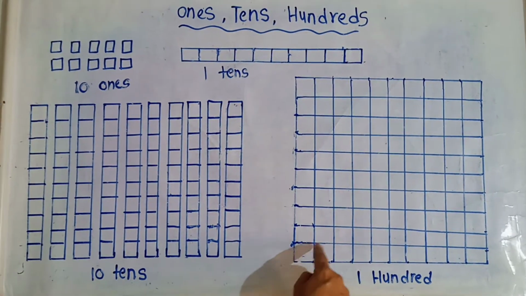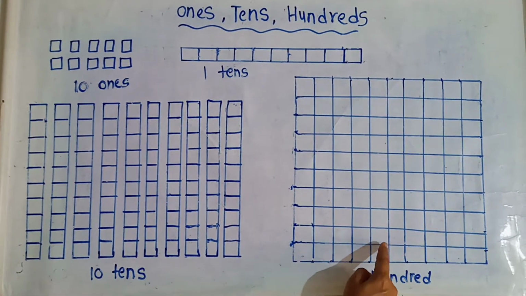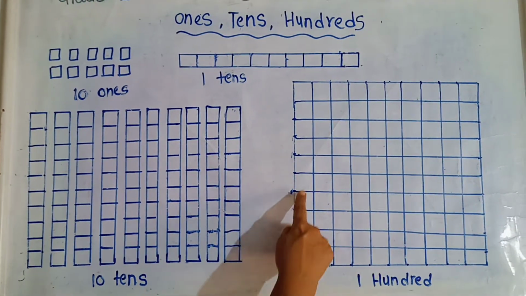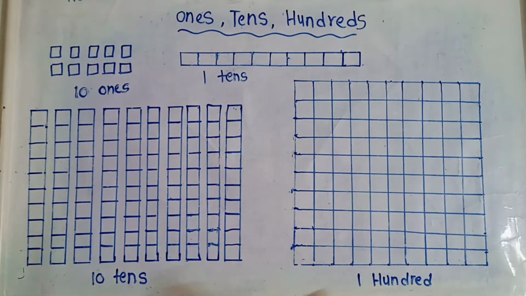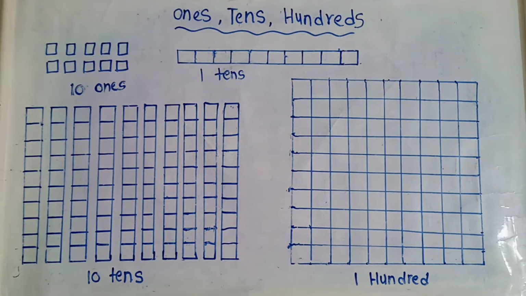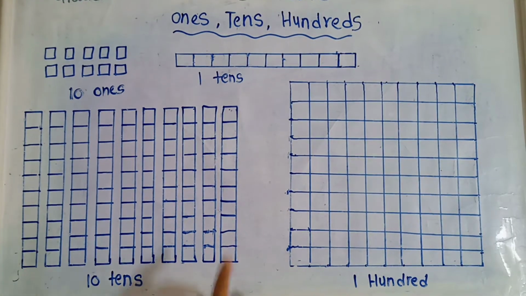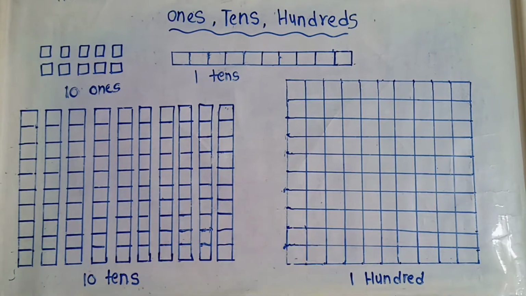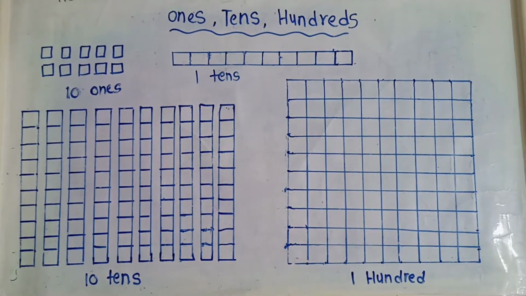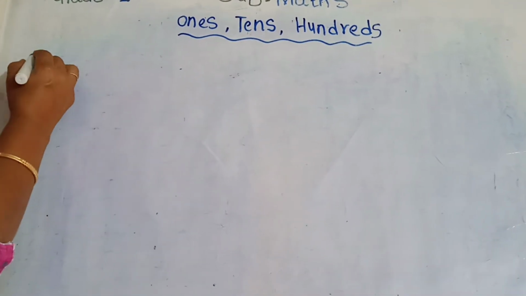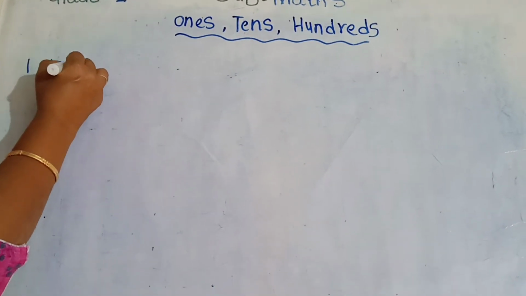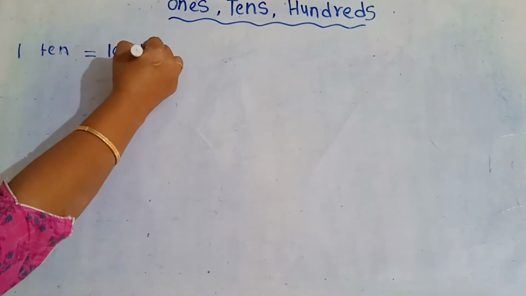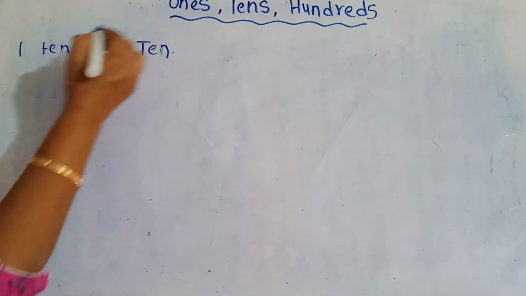Look here. 1, 2, 3, 4, 5, 6, 7, 8, 9, 10. These 10 tens become 100. Okay, children. I hope you have understood about the ones, tens and hundreds. Now you know 1 ten is equal to 10. Okay.